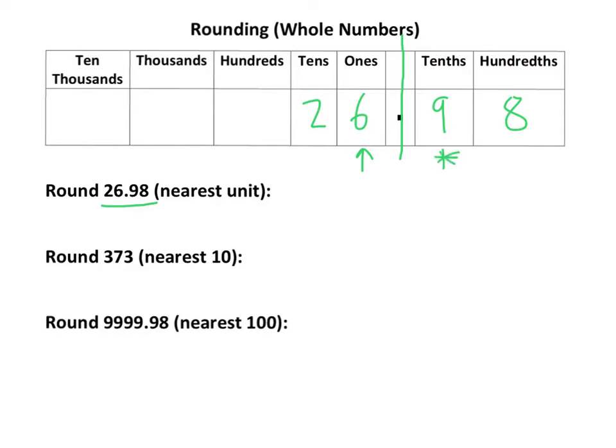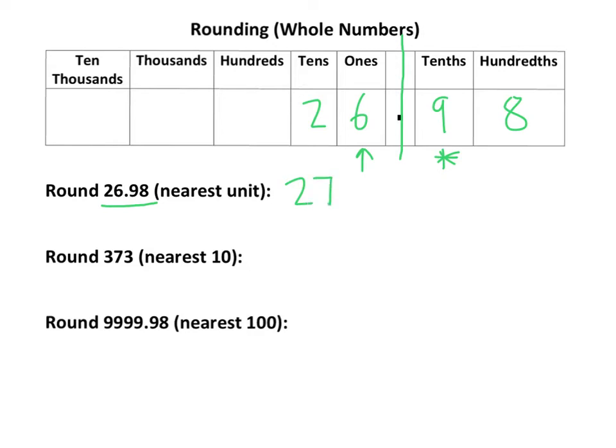Now there is a little rule. If this number that I've starred here is 0, 1, 2, 3 or 4, it stays the same or rounds down. If it's 5 or more, then it rounds up. So because this is 5 or more, it's 5, 6, 7, 8 or 9, that's going to be 27.